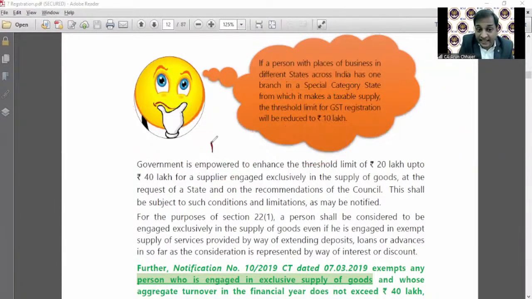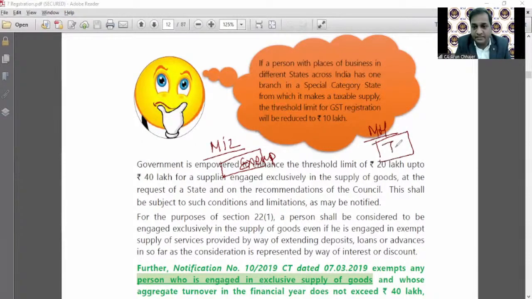Now let's say, suppose in Mizoram, I am not providing any taxable supply. Suppose from Mizoram, I am providing the exempt supply, the non-taxable supplies. And in Maharashtra, I am providing the taxable supplies. Your answer would not be 10 lakh rupees. Your answer would be 40 lakhs.